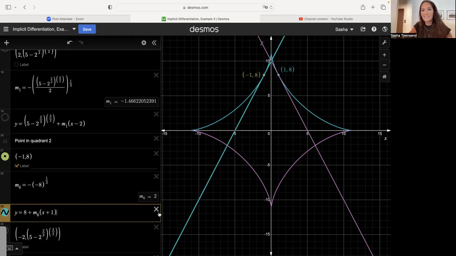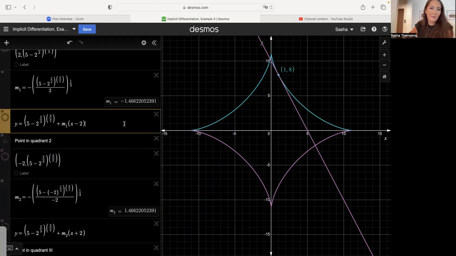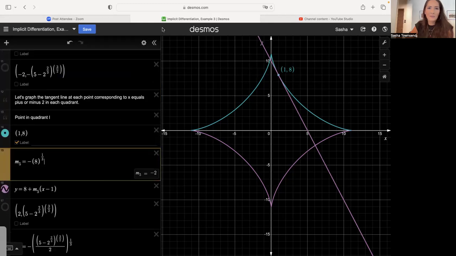And you might be saying, oh gosh, this is kind of tedious. You have to find particular values and then you have to plug them in. Isn't there a simpler way? Well, we could just solve for y in the original equation and find the equation for the tangent line that way. So let's do that on our paper.